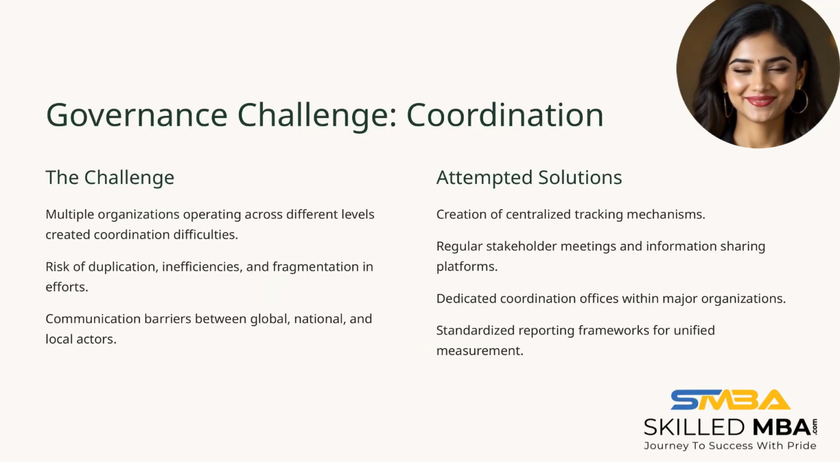Coordination challenges arose from multiple organizations working at various levels, leading to duplication and inefficiencies. Communication barriers between global, national, and local actors exacerbated these issues. Solutions included centralized tracking mechanisms, regular stakeholder meetings, and dedicated coordination offices. Standardized reporting frameworks were also implemented to ensure unified measurement and improve collaboration.